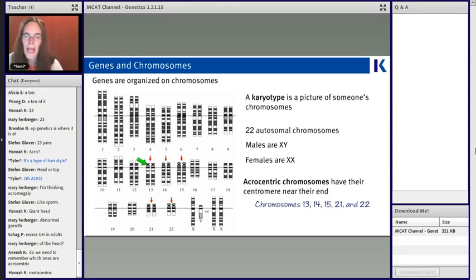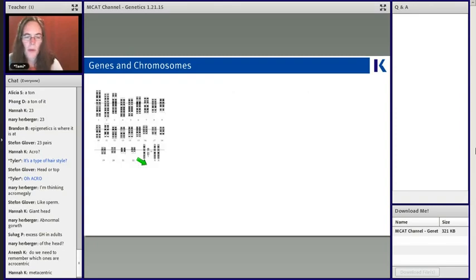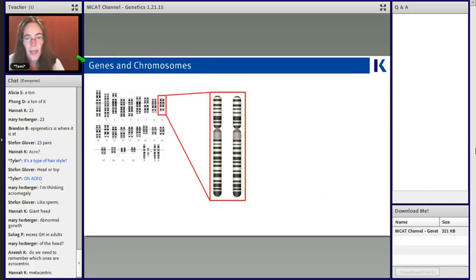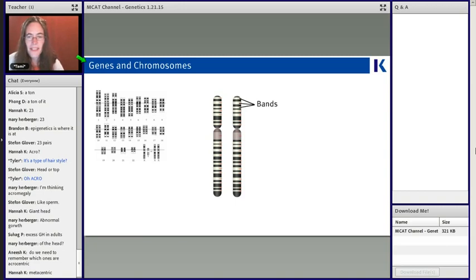All right, let's look at a chromosome in particular. We're going to look at chromosome number 9. Doesn't matter which chromosome we're looking at. They all have the same relative pattern. And this pattern is a banding pattern, these light and dark bands.